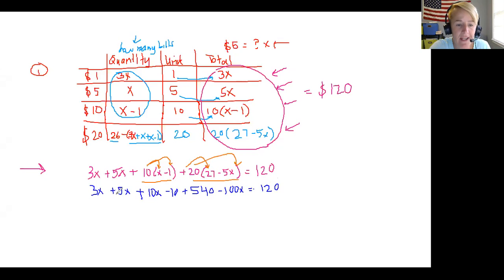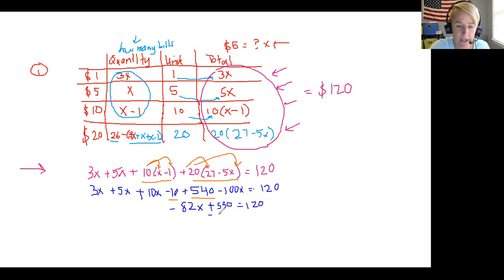If you take 3x and 5x, that's 8x. If you take 8x and add in 10x, now you have 18x. If you take negative 100x and add that, you're going way to the other side of 0 on the number line, and you end up with negative 82x. Then if you combine like terms on the negative 10 and the positive 540, you end up with a positive 530. So negative 82x plus 530 equals 120.